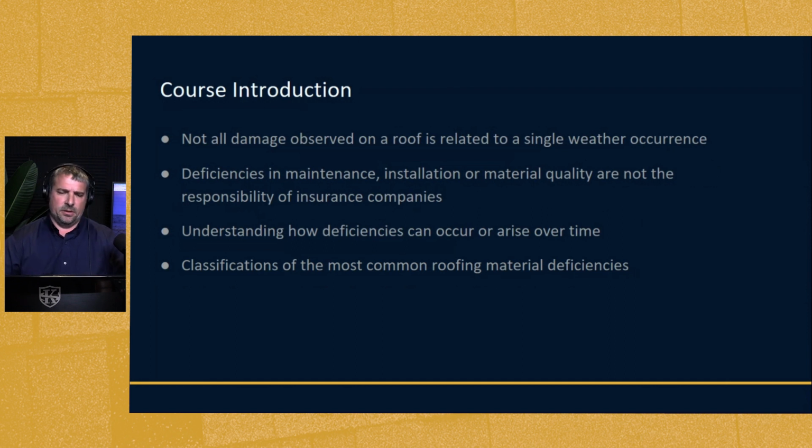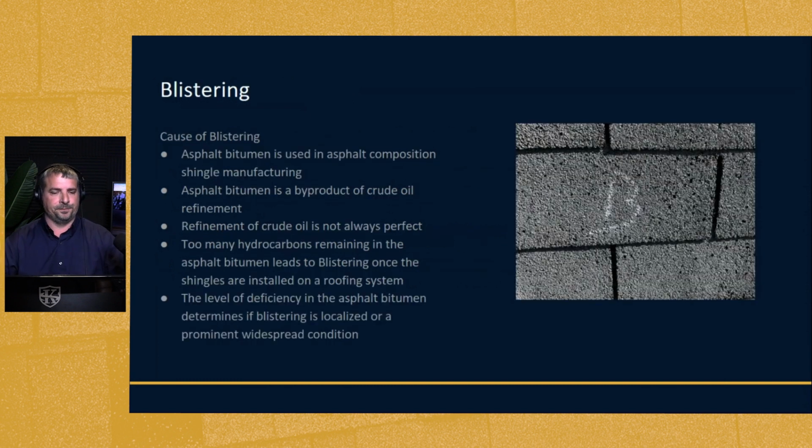All right, so an introduction to our course today. Main points we want you to take away from this. Not all damage observed on a roof is related to a single weather occurrence. Deficiencies in maintenance, installation, or material quality are not necessarily the responsibility of insurance companies. Therefore, that's why they're not covered per the policy. Understanding how deficiencies can occur or arise over time, and the classifications of the most common roofing material deficiencies that we observe during our inspections day in and day out.